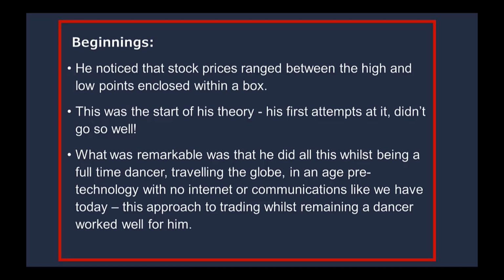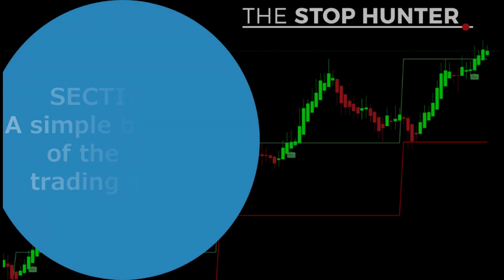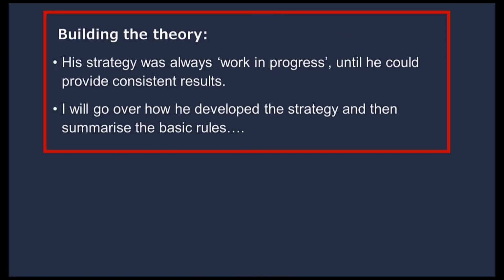So hopefully you're starting to get a background picture of NICOLAS DARVAS and what he was up to, and to the point where he's starting to get closer and closer to finding the answer to his problems. So now we're going to dive in and just look at his strategy in a more simplistic overview. What's got to be remembered is that his theory and strategy was always work in progress until he could provide those consistent results that he was looking for. So we're going to now go over how he developed the strategy and summarise the basic rules.